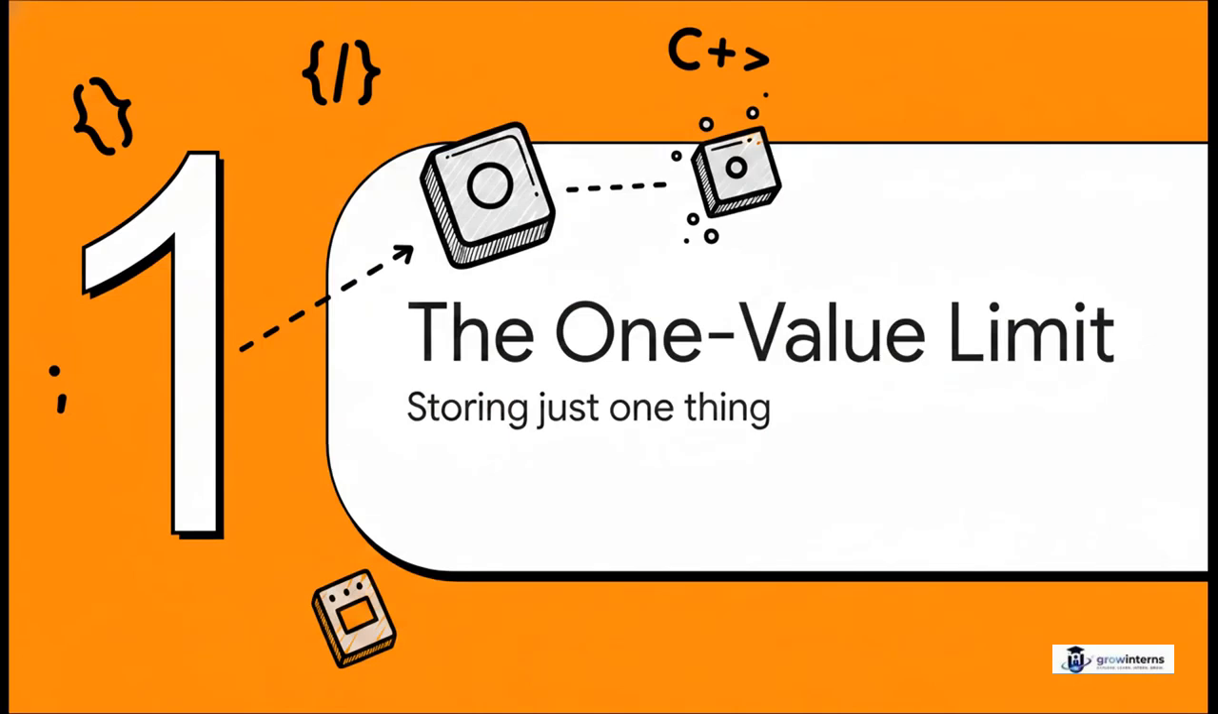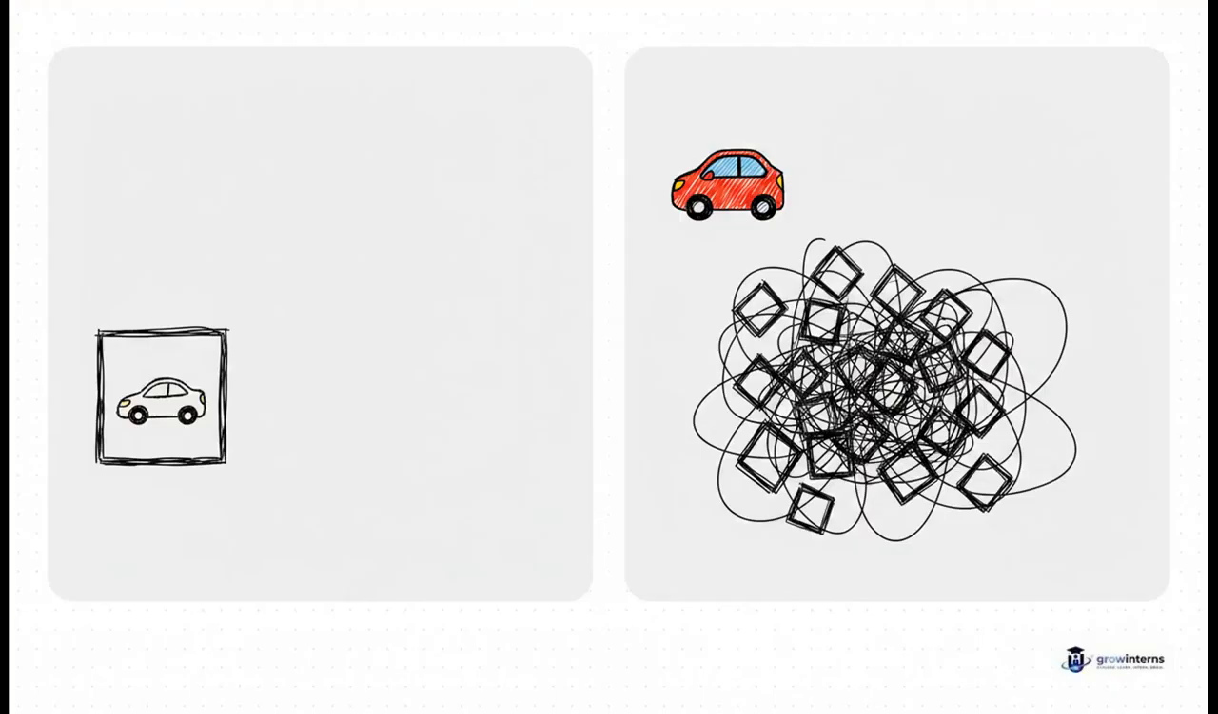All right, let's kick things off with a situation you've definitely seen before. A standard variable is great for storing one piece of information. But what happens when you need to handle not one, but 10 or 100 related items? That one value limit gets real annoying real fast. I mean, look at this. Storing the name of one car? Simple. But managing a whole parking lot?